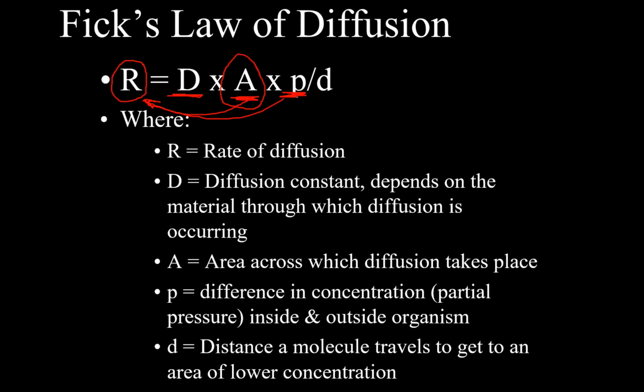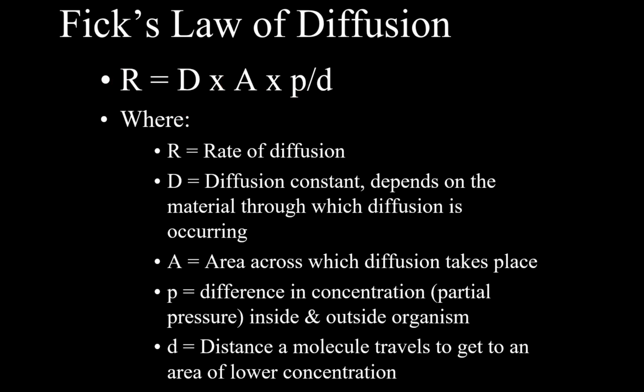Lowercase d is the diffusion distance. It's the distance that a molecule that's diffusing has to travel. And remember, diffusion really only works quickly over really short distances. So as d gets larger, the rate of diffusion drops, and it drops dramatically. So you want d to be as small as possible to keep R as fast as possible, to keep the rate of diffusion high. So this is Fick's law.